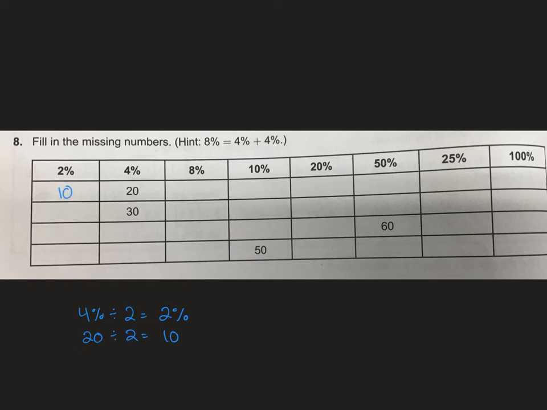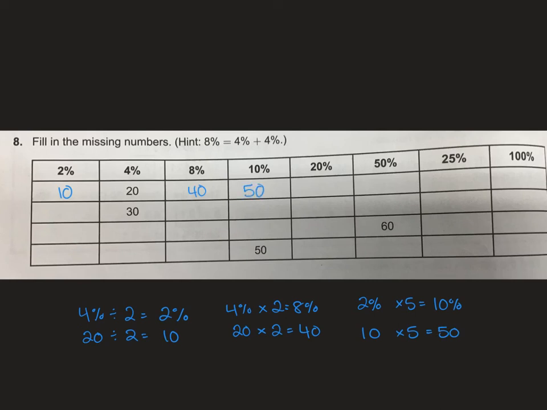Then I could look at, okay, how do I get 8%? 4% times 2 is 8%. So then I can take my number 20, multiply it by 2, and that gives me 40. Now, from 10, I'm not going to go from 4, I'm actually going to go from 2. 2% times 5 gives me 10%. So I'll take 2% of the number, that's 10, times 5, and that gives me 50. So that's how I fill in this space there.